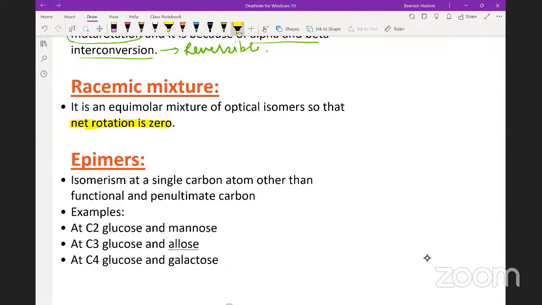zero. Why? Because there is an equimolar mixture of optical isomers.